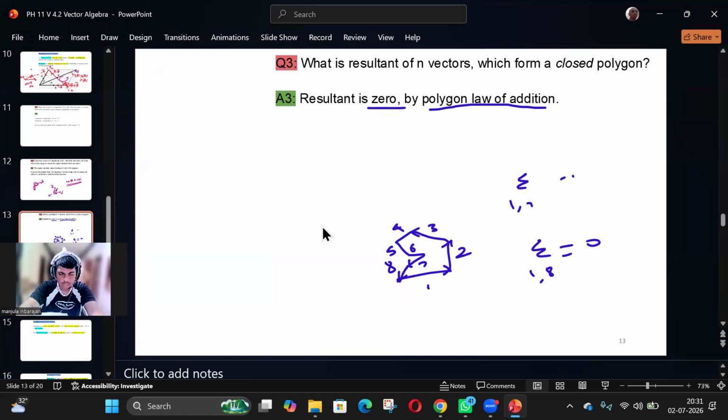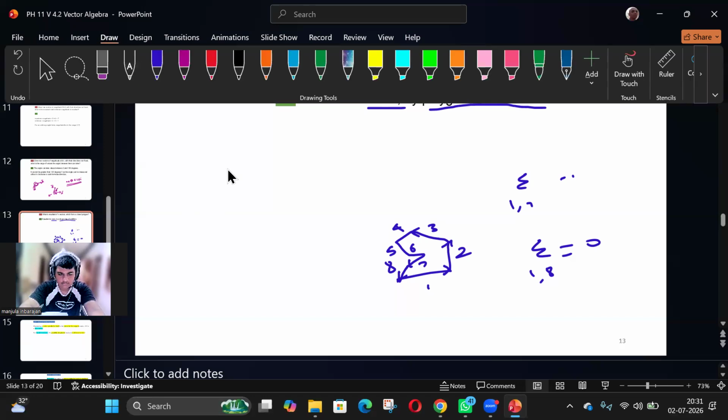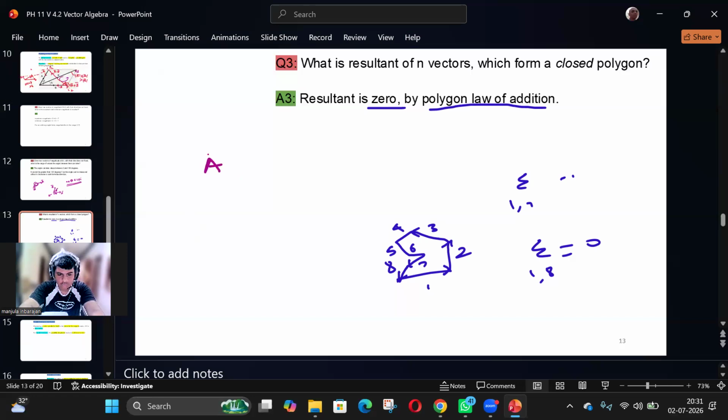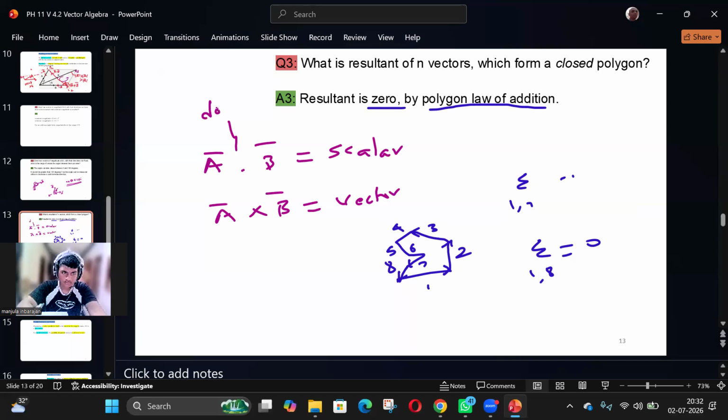So vectors you can multiply in two ways. Suppose two vectors are there, A and B. One possibility is I multiply such that the answer I get is a number, a scalar. Another possibility is the answer I get is a vector. This is called A cross B, where the resultant is a vector. This is called dot product or scalar product, A dot B. So this is dot product. This is cross product. The dot product is also called scalar product because the answer is a scalar. And this is called vector product because the answer is a vector.